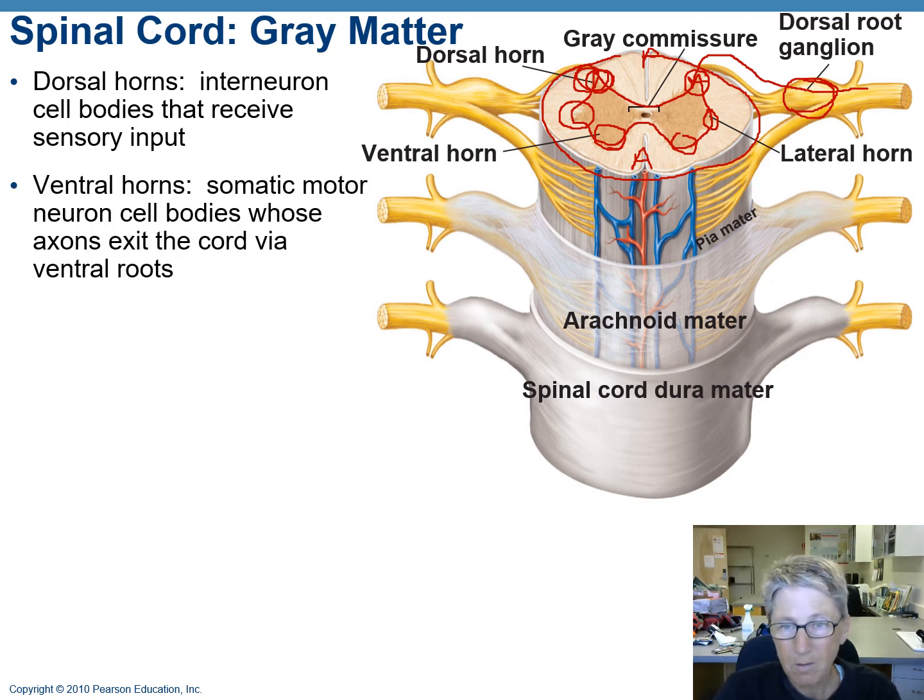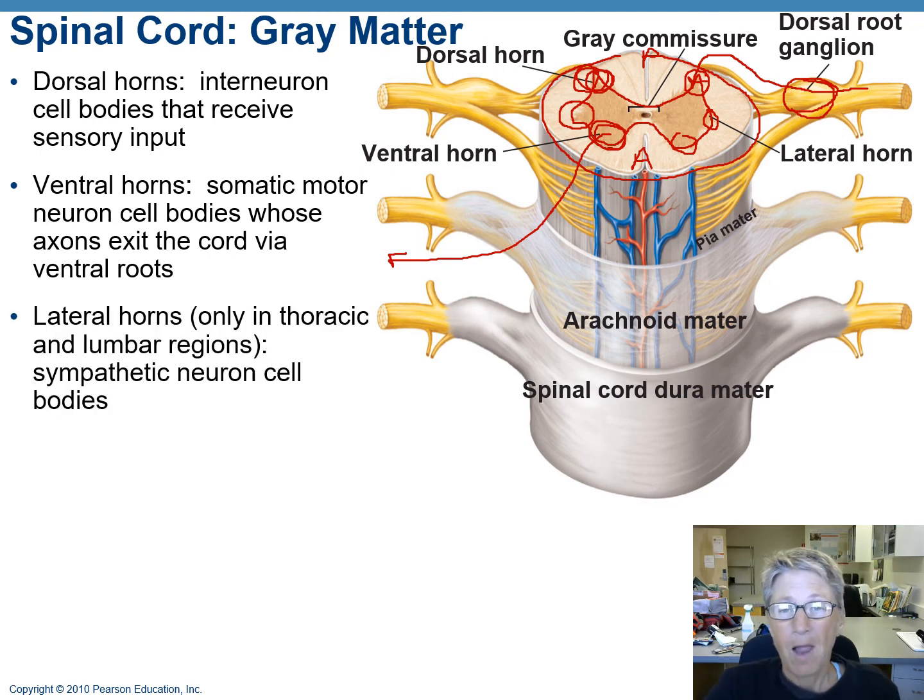The ventral horns, so these guys are the ventral horns, that's where somatic motor neuron cell bodies live, and those axons of the motor neurons will go out to innervate, for example, skeletal muscle. And then you find these lateral horns here only in thoracic and lumbar regions of the spinal cord. And in the lateral horns, you have sympathetic neuron cell bodies.